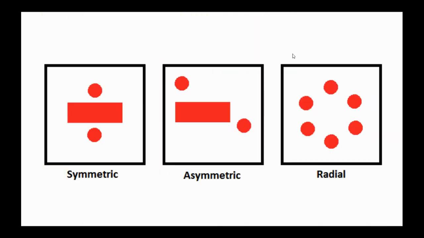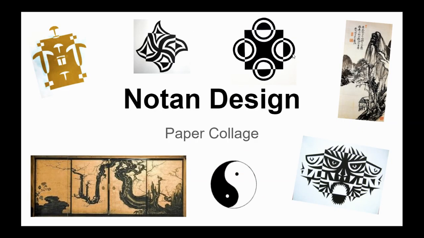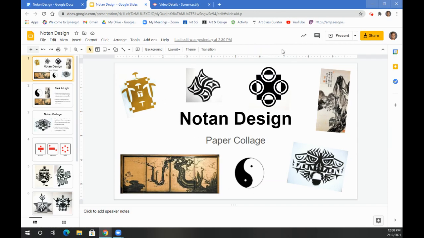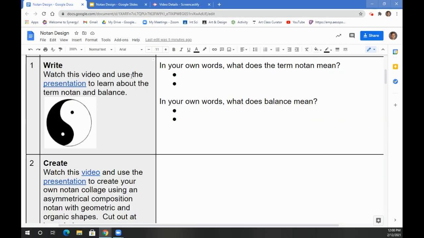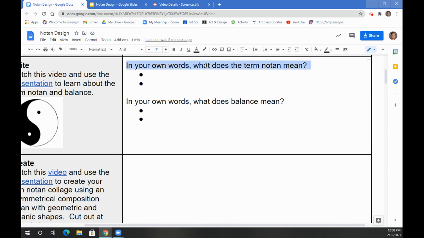So we've learned about balance, Oatans, and dark and light. You should be able to answer in your own words these 2 questions. What does the term Oatan mean? And what does the term balance mean? Respond in a written form here.